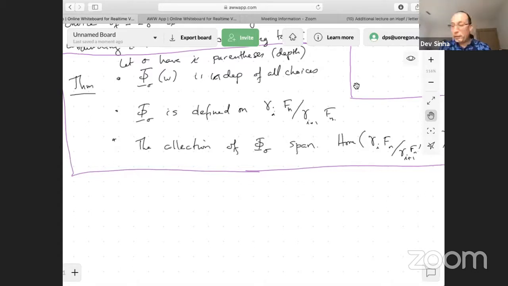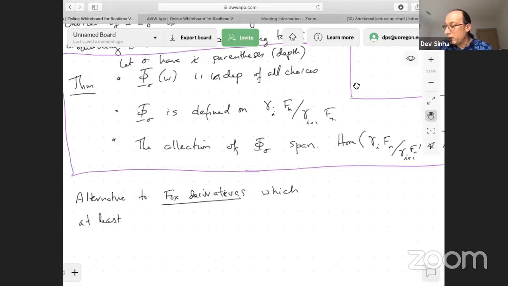Let me remark, this then gives an alternative to Fox derivatives, which span the homomorphisms into Z, so in that sense are better, but at least by hand they seem much more cumbersome to calculate.